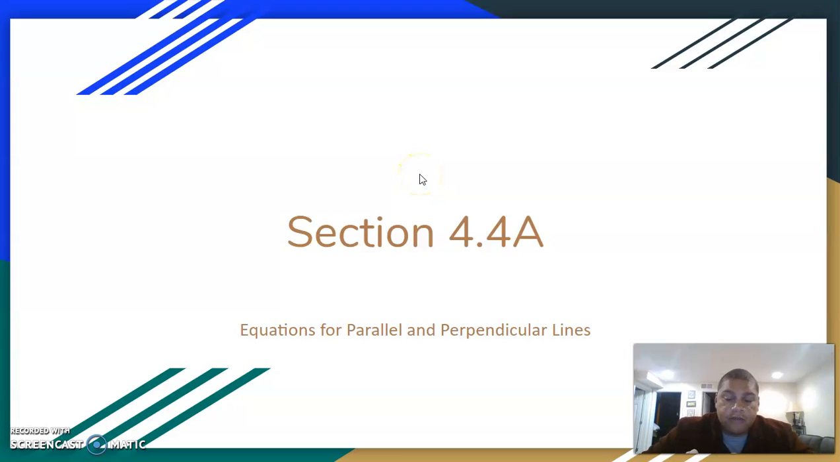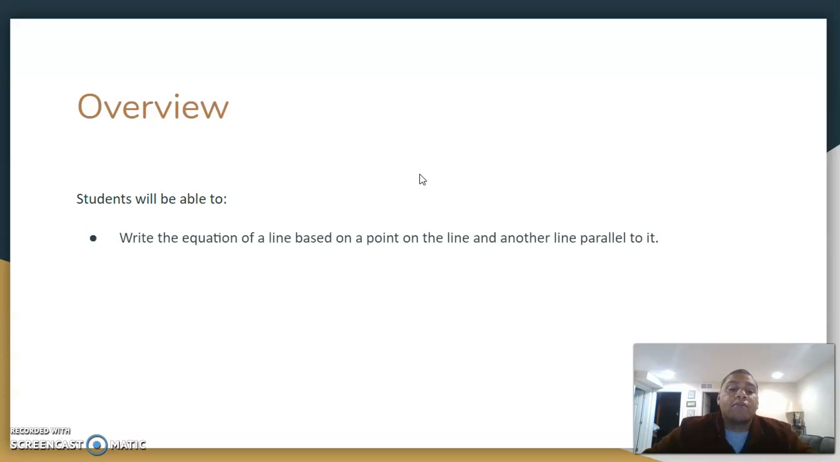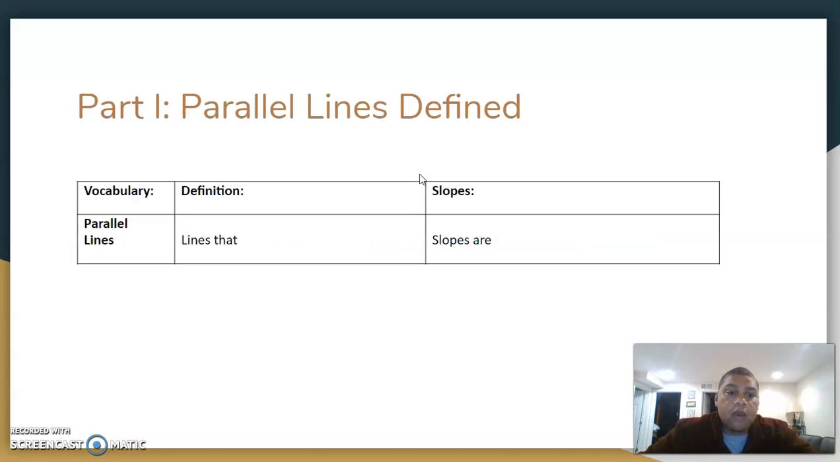We are covering section 4.4, part A, parallel and perpendicular lines, and we're just going to talk about parallel lines today, okay? Hopefully, after watching this video, you should be able to write the equation of a line based on a point on that line and another line that is parallel to it. There's your point, there's your parallel line. You've got to find these two lines.